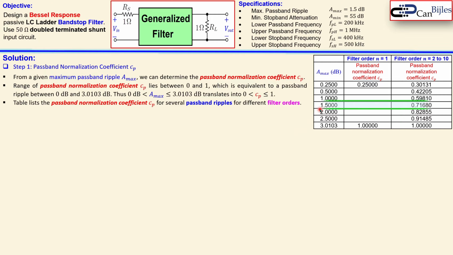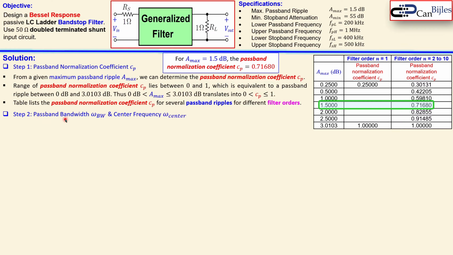Looking at this 1.5 dB, you can see that the passband normalization coefficient must be 0.7168. But we see that it must be a second order up to 10th order, still not really clear. So how can we make this more exact? We need to use also this stop band attenuation information. For A max of 1.5 dB, we already know that the passband normalization coefficient CP is 0.71680. And this number is important. We will use this in the next steps.